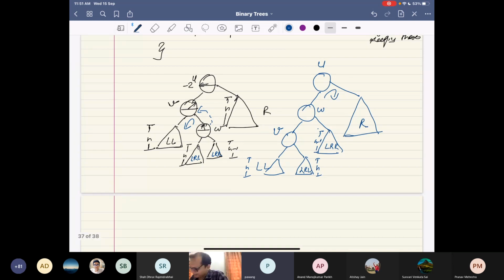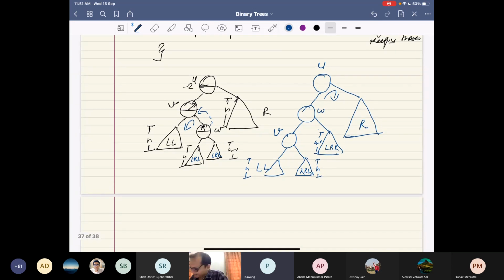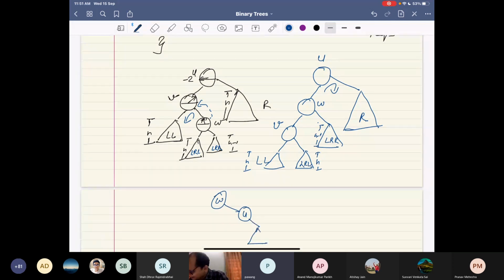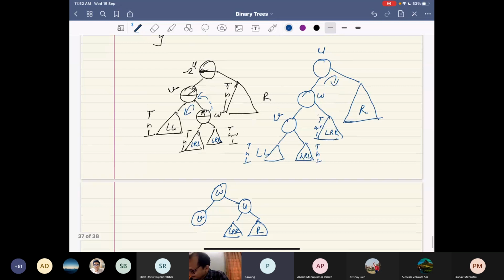So if I do a right rotation there, then W comes at top, U is the right child, then the R, and U gets LRR, and W gets V, and V retains its LL and LRL.